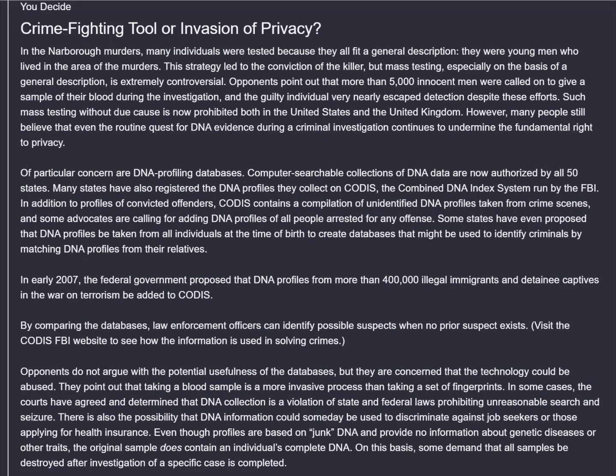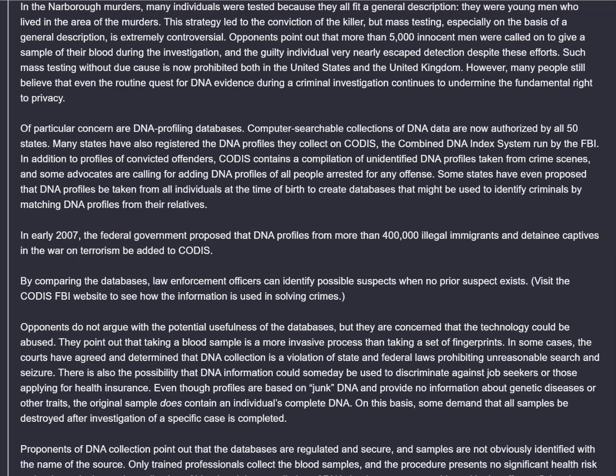You decide: crime-fighting tool or invasion of privacy. In the Narborough murders, many individuals were tested because they all fit a general description. They were young men who lived in the area of the murders. This strategy led to the conviction of the killer, but mass testing, especially on the basis of a general description, is extremely controversial. Opponents point out that more than 5,000 innocent men were called on to give a sample of their blood during the investigation, and the guilty individual very nearly escaped detection despite these efforts.